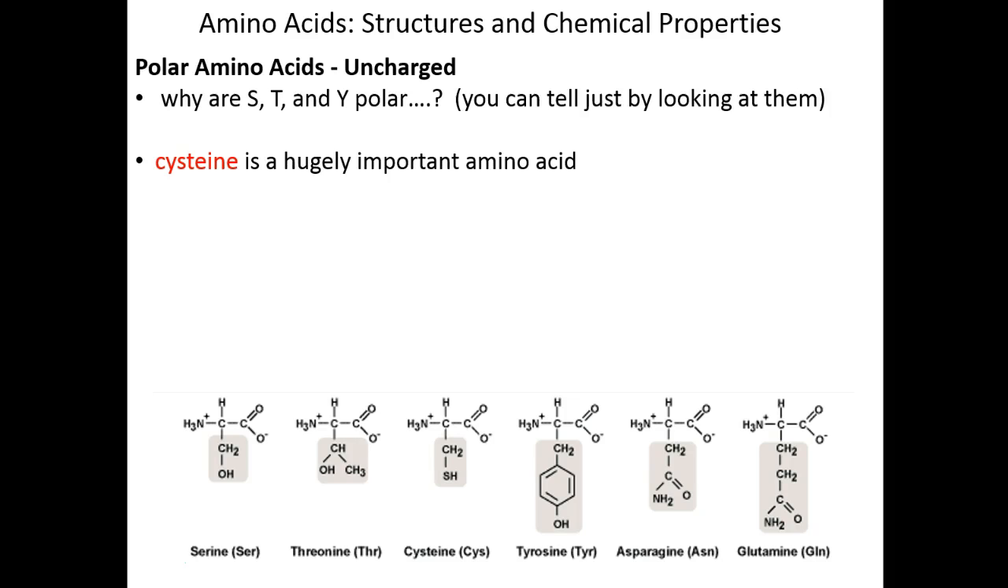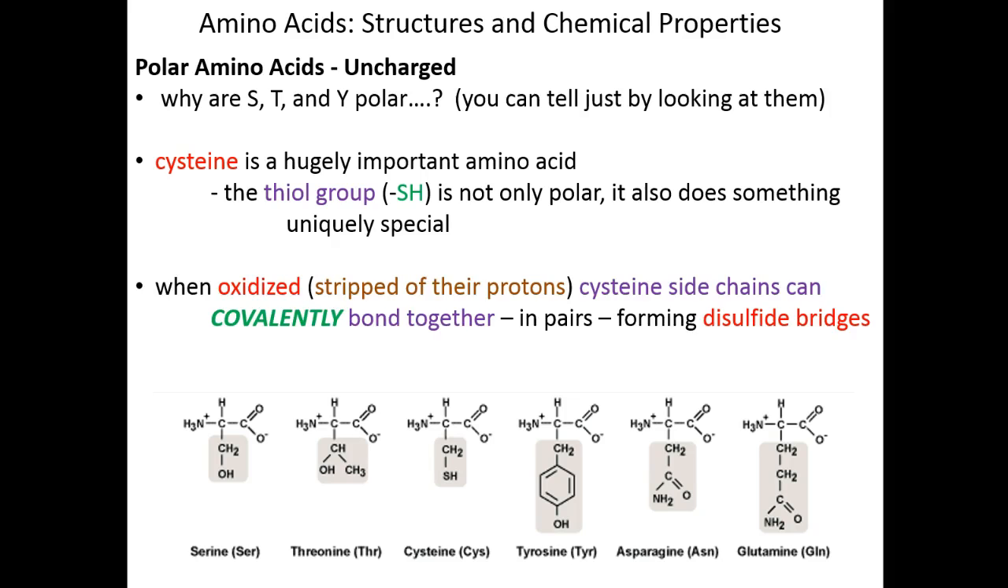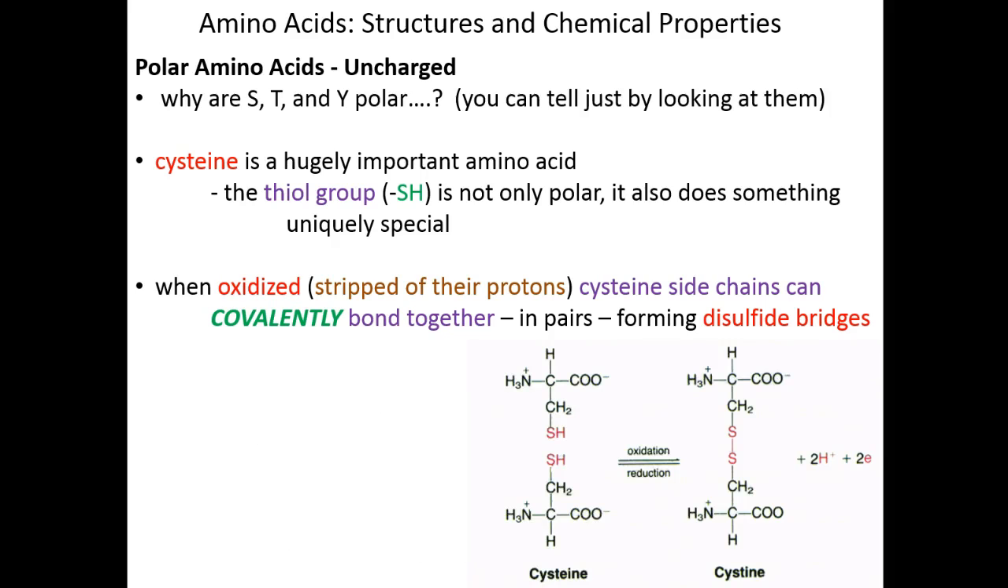Cysteine, in addition to being polar and uncharged, is a hugely important amino acid for us to consider. That thiol group is not only polar, but it also can engage in covalent bonds. When it is oxidized, which means when we strip that thiol group of its proton, the sulfur of one cysteine can make a covalent bond with a similarly oxidized sulfur of another cysteine. This results in what's called a disulfide bridge. This is a sulfur-sulfur bond across two cysteines, which then covalently holds those two amino acids together.